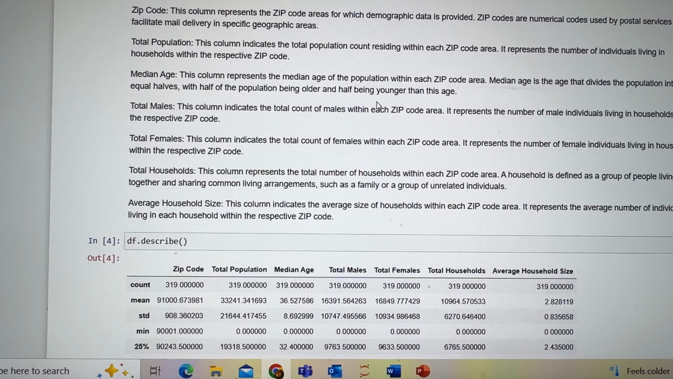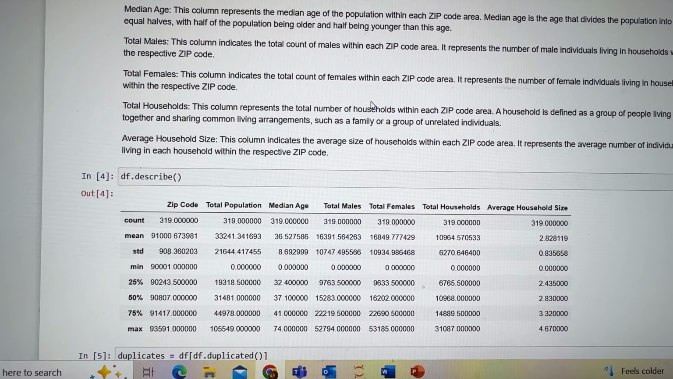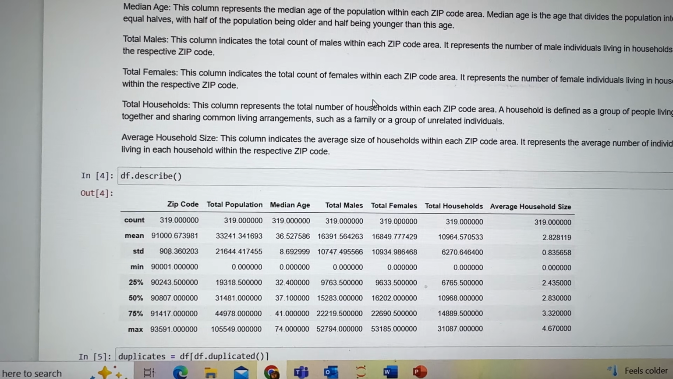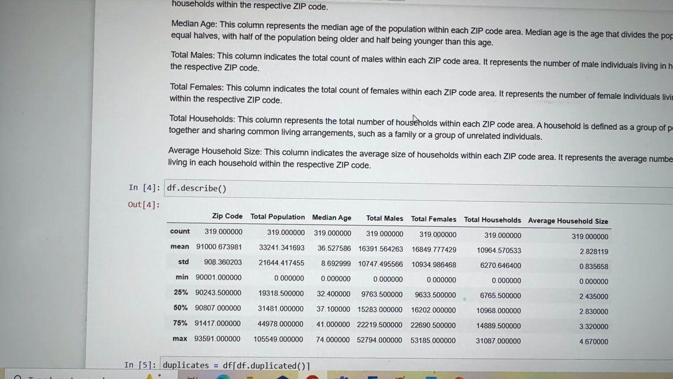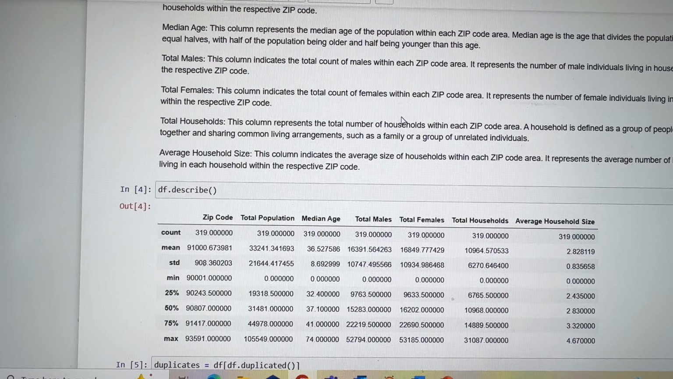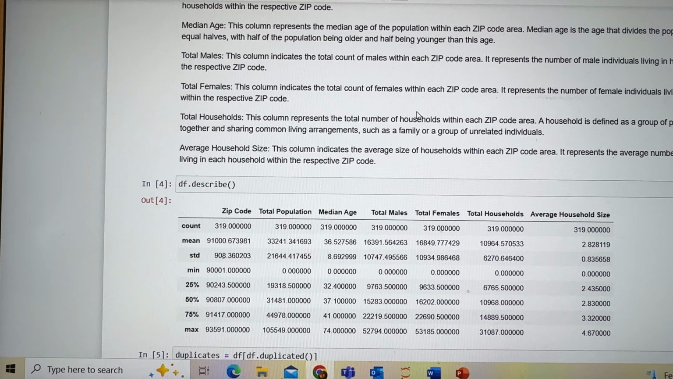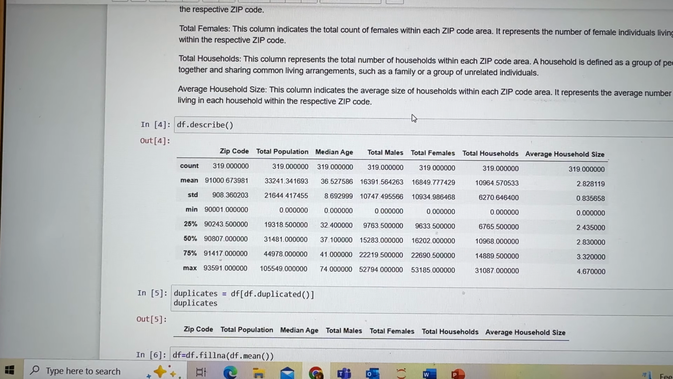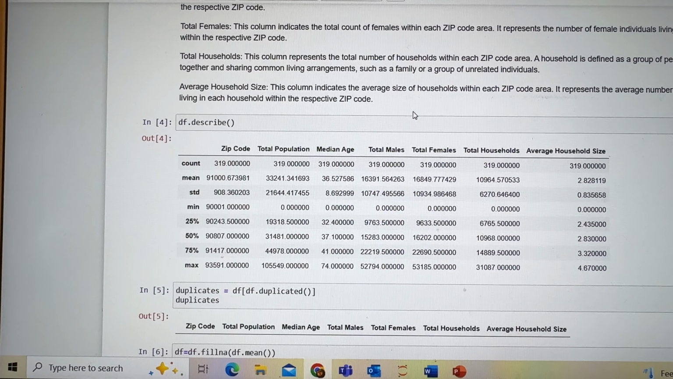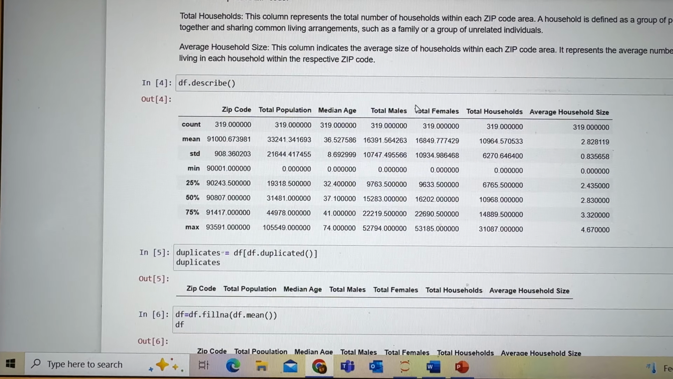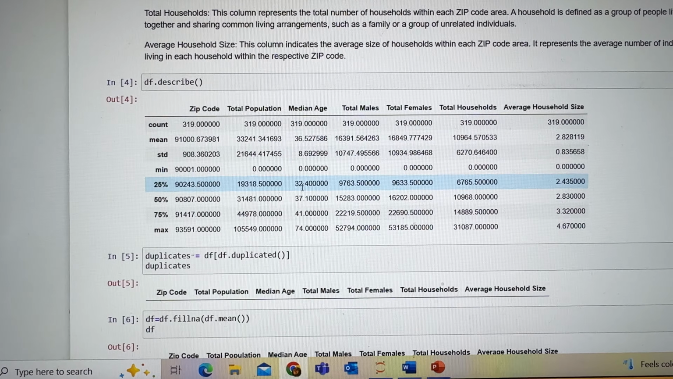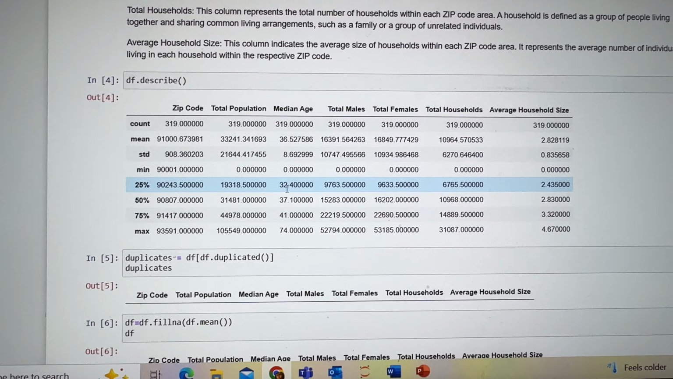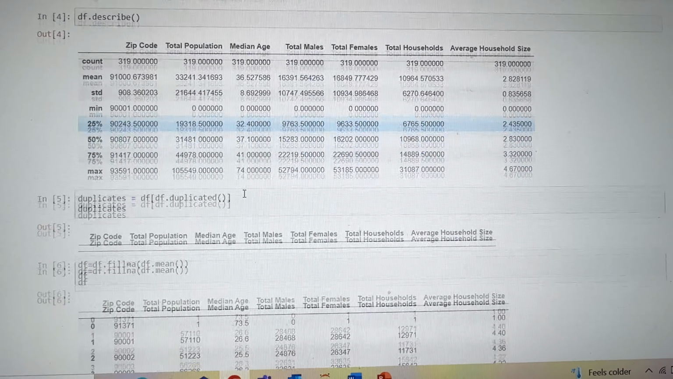Total males and total females. Total households is a group of people living together or sharing a common living arrangement. It indicates a family or a group of people living together. Average household size is the average number of individuals living in each household, and these are the count, mean, median, and standard deviation of my particular dataset.